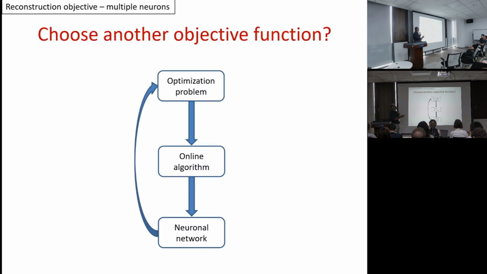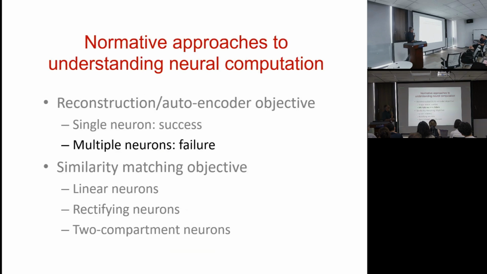So we can go back and try to find another objective function and try to follow through with this program, and see if we can get principled but also biologically plausible local learning rules. And that's basically what we did. Because there was this failure for multiple neurons, we came up with what is called the similarity matching objective. That objective will allow us to overcome this problem.